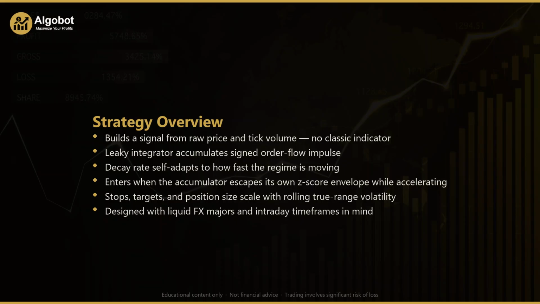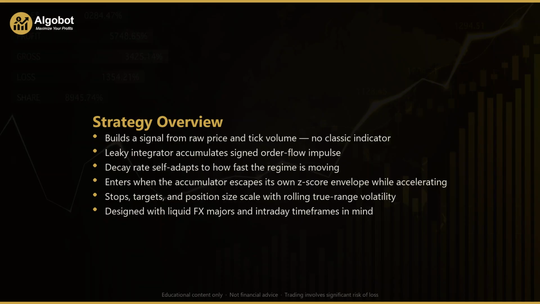Here's the clever part. The rate at which that memory decays is not fixed. The strategy constantly compares short-term move volatility against long-term move volatility. When the market speeds up and volatility expands, the memory shortens, so old flow becomes stale quickly. When the market calms down, the memory lengthens and holds onto information longer. In other words, the accumulator forgets at a pace the market itself dictates.